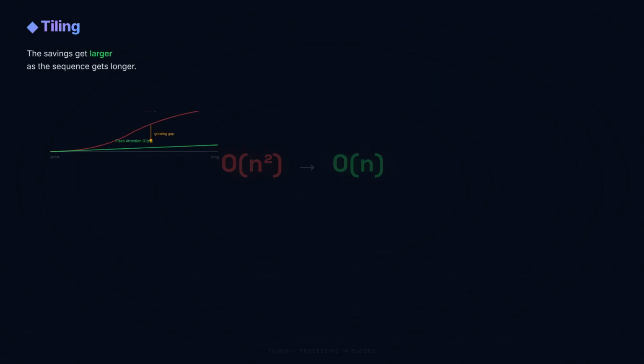Instead of 5 round trips per layer, you get 1. Instead of quadratic memory, you get linear memory. The savings get larger as the sequence gets longer.